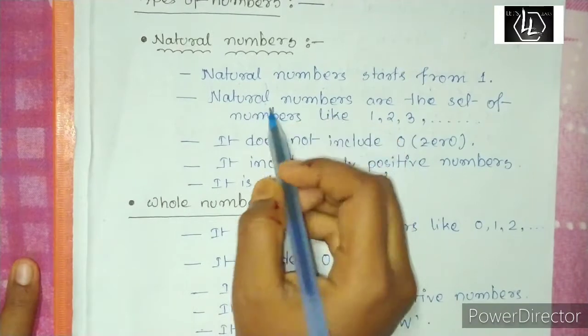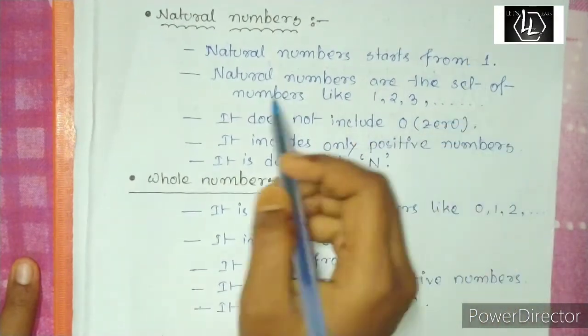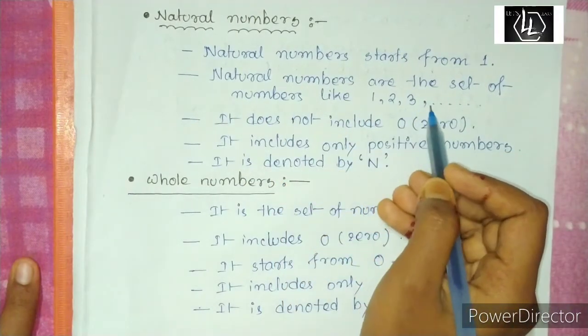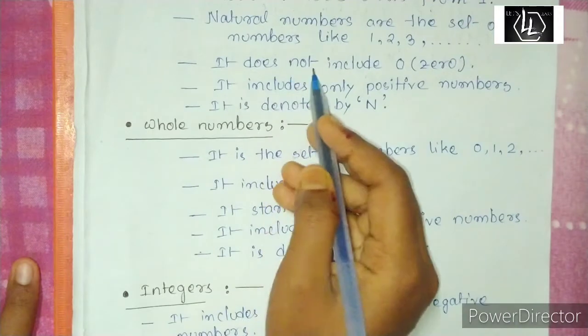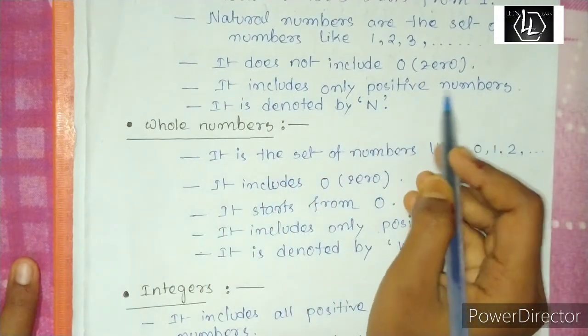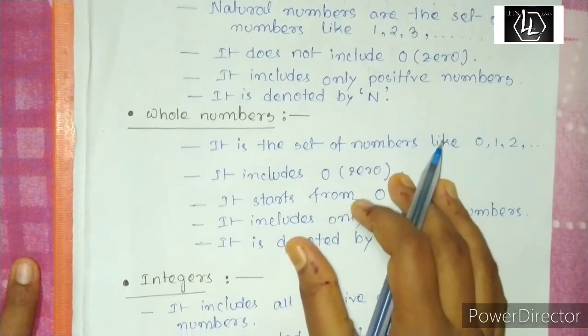You see, natural numbers start from 1, and natural numbers are the set of numbers like 1, 2, 3, ... It does not include 0. It includes only positive numbers, means positive integers. It is denoted by N.